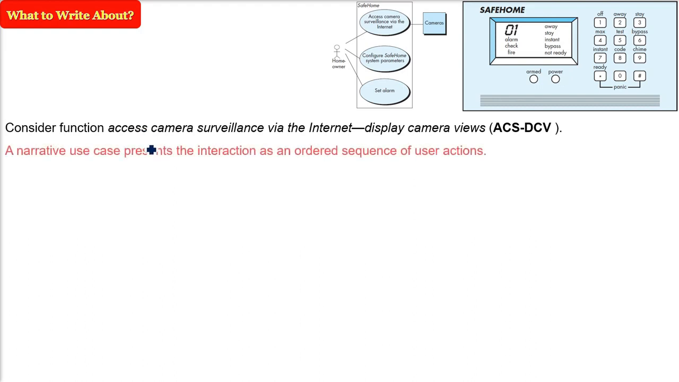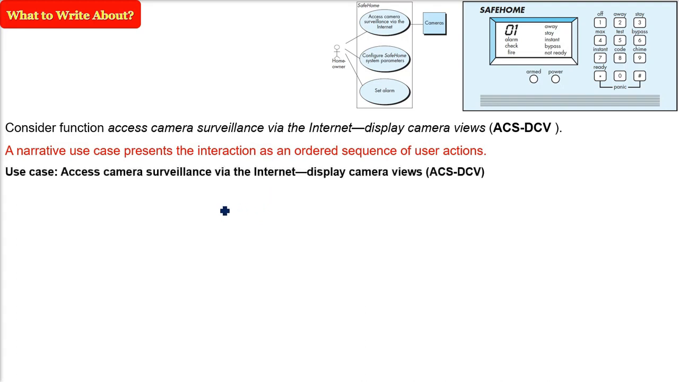Now we'll have a conversation with the user. We'll ask him, just to give you an idea, what do you want? What does he want? What is the order of the sequence of the user actions? So we'll start with the use case name. We have decided the name.